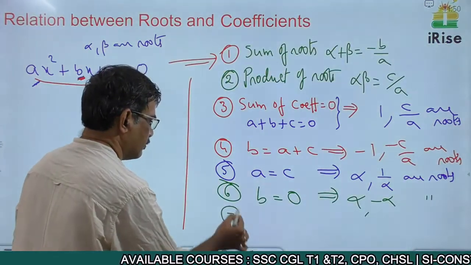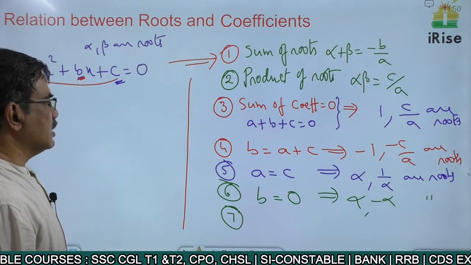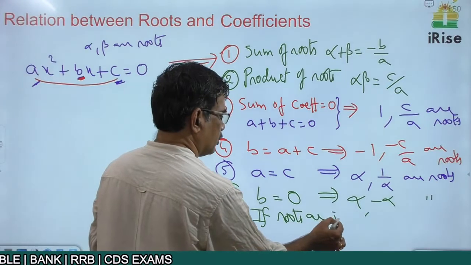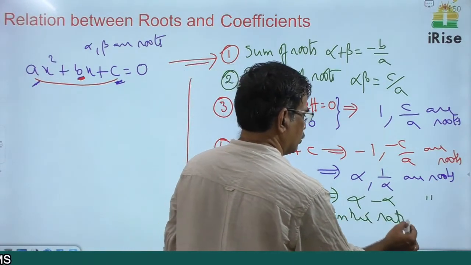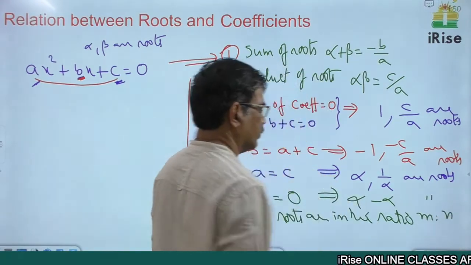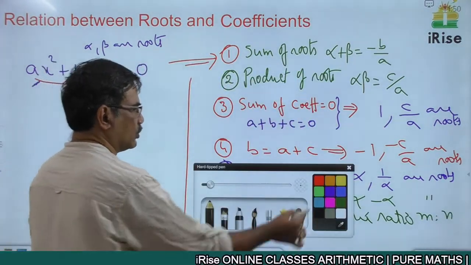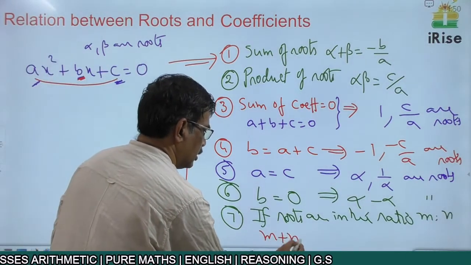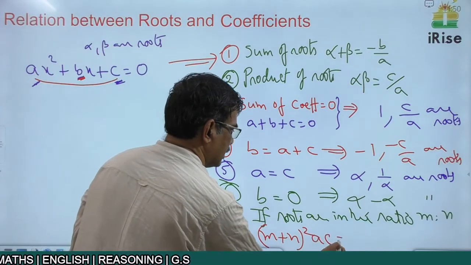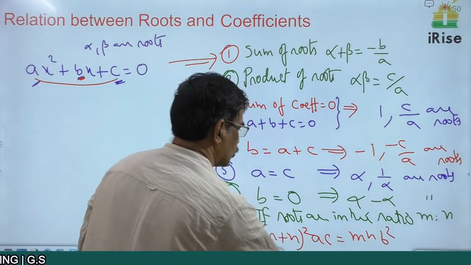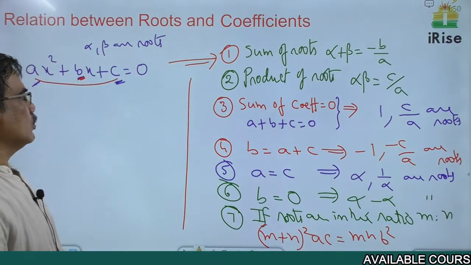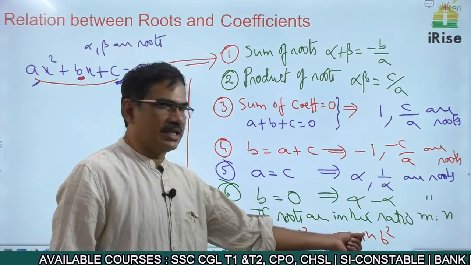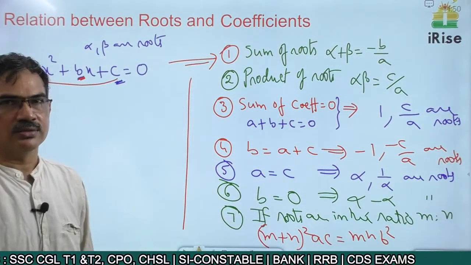Next, point number 7. If roots are in the ratio m is to n, very important point. If roots are in the ratio m is to n, then the condition is (m plus n) whole square AC is equal to mn b square. If roots are in the ratio m is to n, then (m plus n) whole square AC is equal to mn b square.